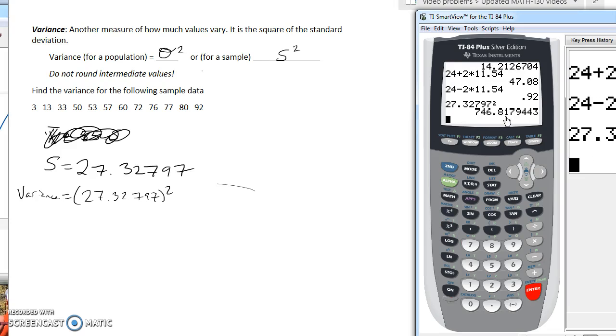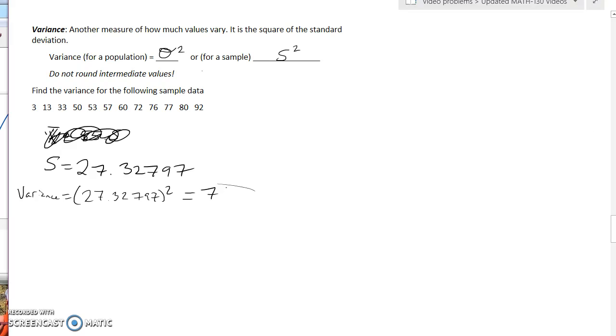Now I get this long nasty number. Now this is fine if I round. We can round this to whatever we want or whatever the problem asks for. So the variance for this is going to be 746.82. That's what I'm going to list for the variance of this problem: 746.82.